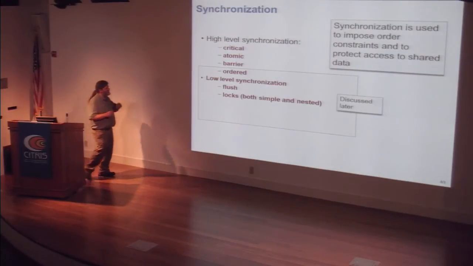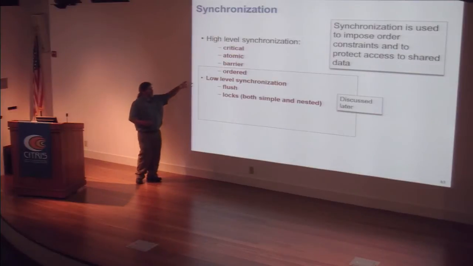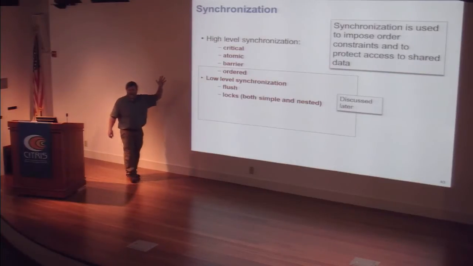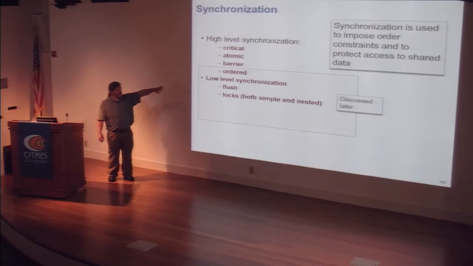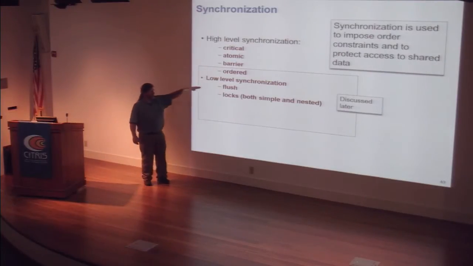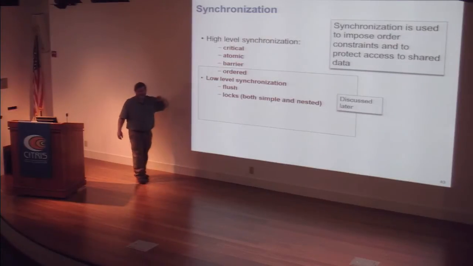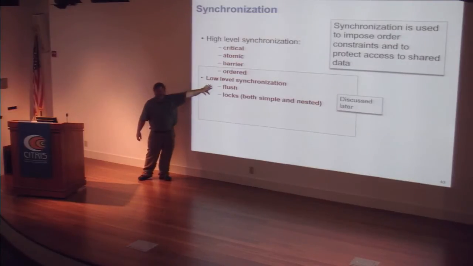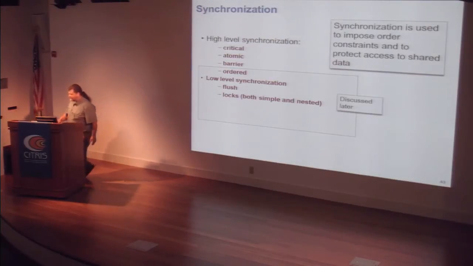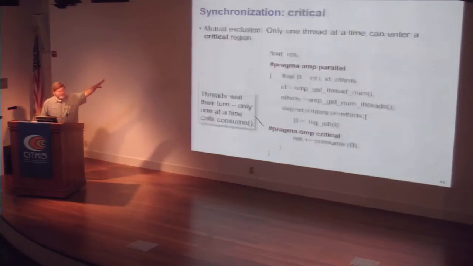Now, in OpenMP 3.1, these are your synchronization constructs. You've got the critical section, the atomic, and the barrier, which I'm going to talk about in the next few slides. Then you have ordered, which I'm not going to talk about at all. And then next lecture, after we take a break, I'll talk about flush, and I'll talk about locks. These are kind of lower level. We try and steer people away from ever using them, but they're there anyway. And because they're there, I'm going to talk about them. But right now, we're going to talk about the simple ones.